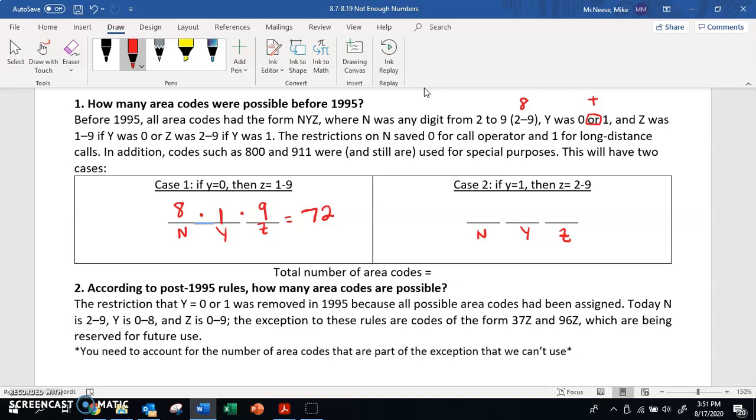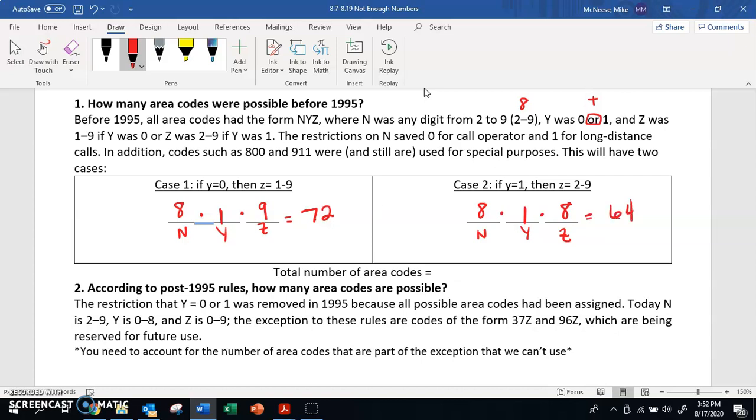If Y is 1, same thing applies. There's only one possible outcome for Y. It's 1. N is still the same, 2 through 9 digits, so we have 8 possible outcomes. And Z, instead of 1 through 9, is 2 through 9 this time: 2, 3, 4, 5, 6, 7, 8, 9. So that's 8 outcomes, and we get 8 times 1 times 8, which gives us 64.